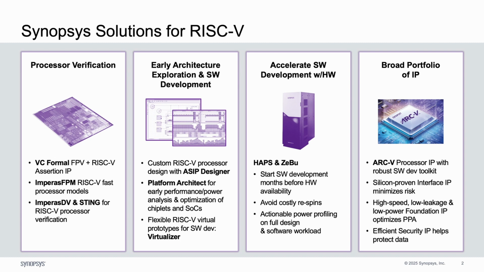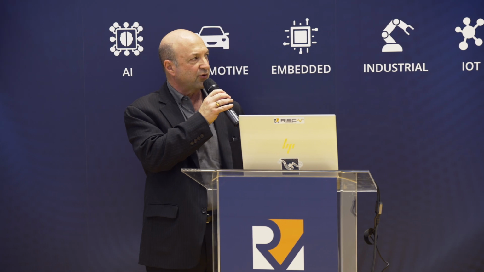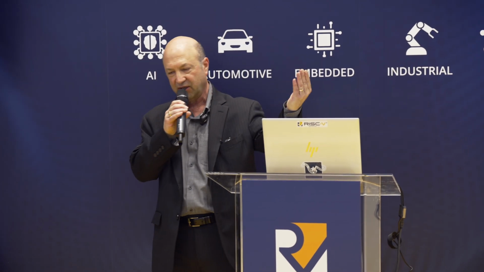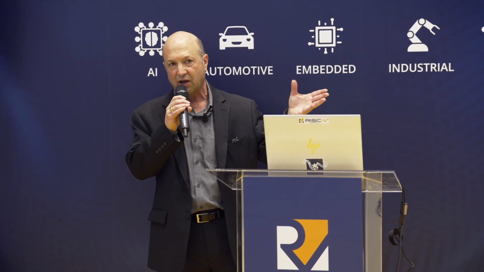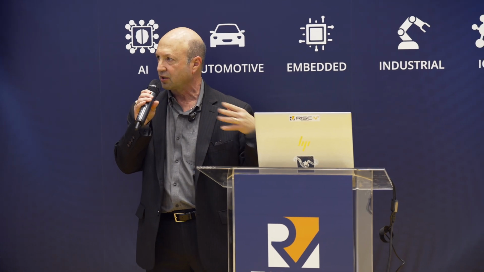Third category is accelerating software development with hardware. These are the hardware accelerated verification tools, HAPS and ZeBu. They enable people to start software development months before the hardware is available. And while I've mentioned software development on the slide, these also get used in hardware software co-verification flows.